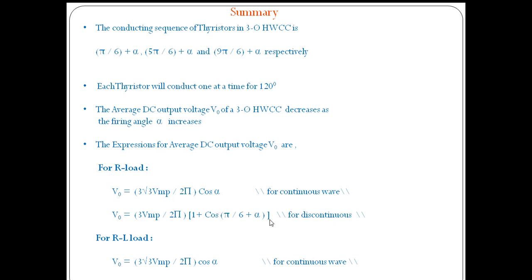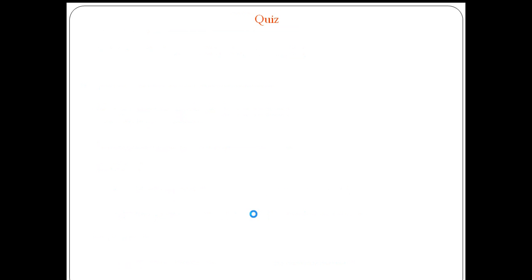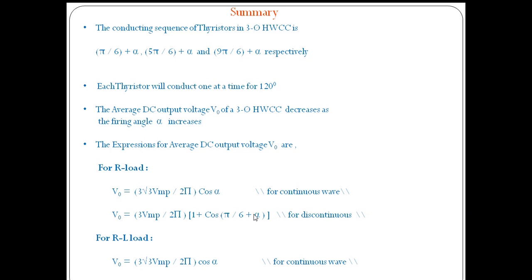For RL load, it will be 3 root 3 Vm by 2 pi, 1 plus cos of (pi by 6 plus alpha).